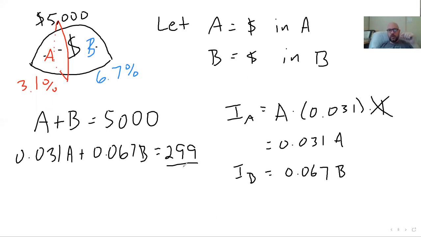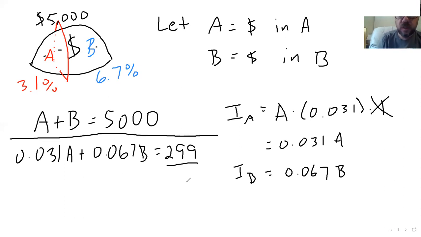The other thing I wanted to point out here is this. When you're making these equations, it can be easy to mess up making them. I'll get a lot of people doing like A plus B equals 299 and 0.031A plus 0.067B equals 5,000, like swapping those two things because they're not keeping track of which one means what. One way to help yourself keep that straight is that these two equations are about different things. This equation is about money. This equation is about interest.